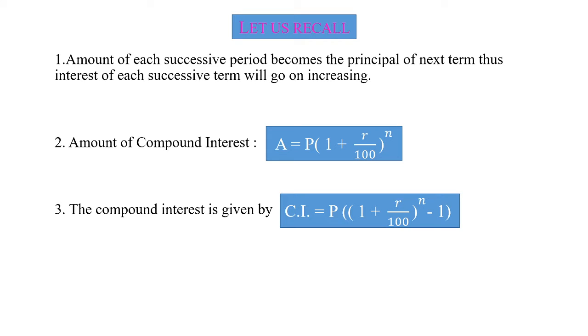Formula of compound interest. Amount of compound interest A is equal to P in bracket 1 plus R divided by 100 bracket raised to n. And we also learned the formula of compound interest: compound interest is equal to P in bracket 1 plus R divided by 100 bracket raised to n minus 1 bracket complete.